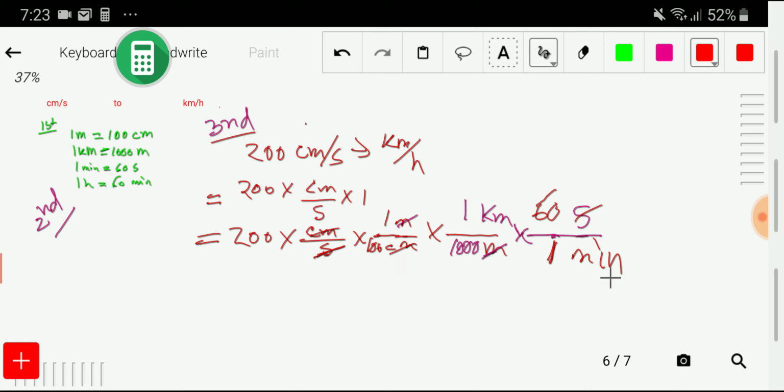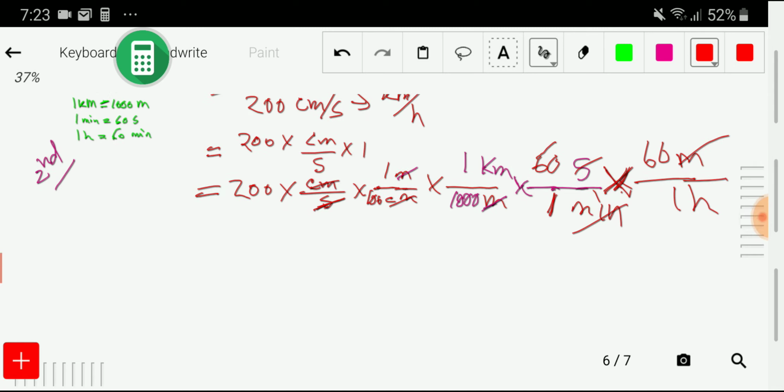Now we have to convert this minute to hour. So I will take another conversion factor here, right? So I would like to cancel minute. With minute we have the relationship of hour, that is 1 hour equals 60 minutes. Look at this relationship, 1 hour equals 60 minutes. So this minute will cancel each other, and we are getting here hour, right?